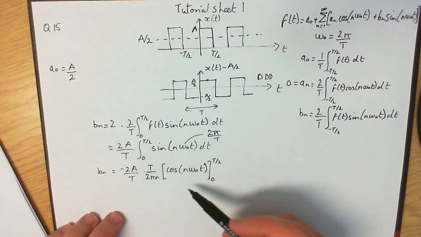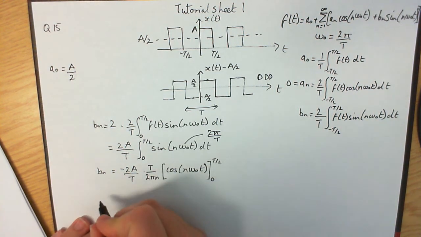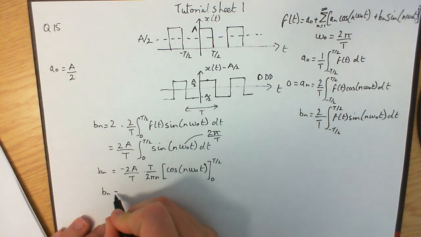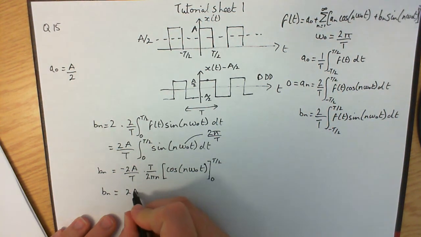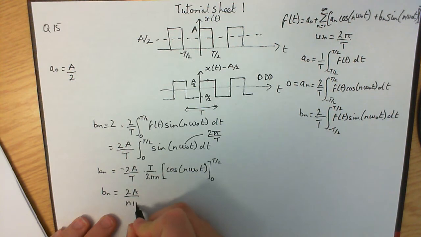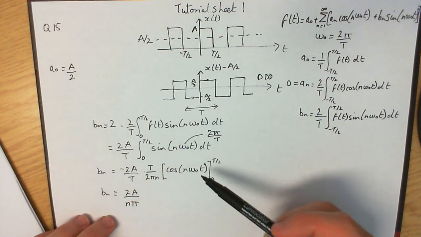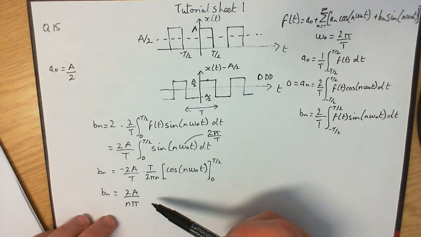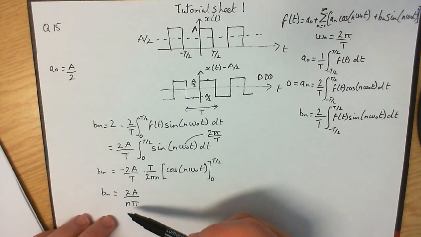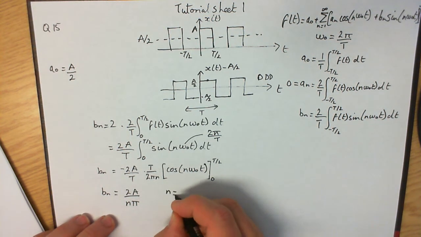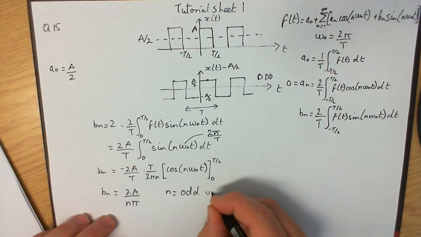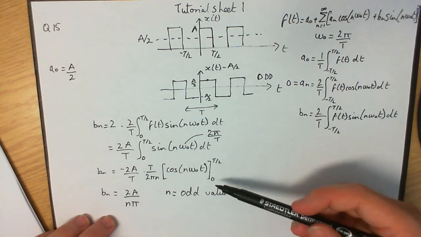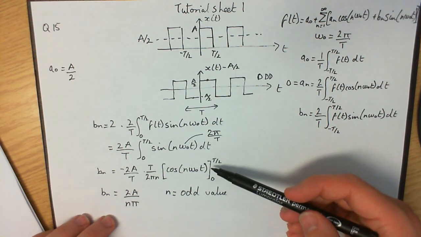Now you can work this out mathematically very easily, and I'll leave you to do that yourself, but essentially what happens is that bn becomes 2A over n pi after some mathematical manipulation of this equation. But this only occurs when n is an odd value. For even values of n, bn goes to 0.